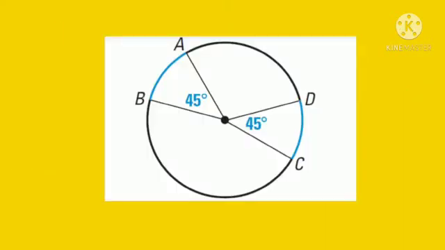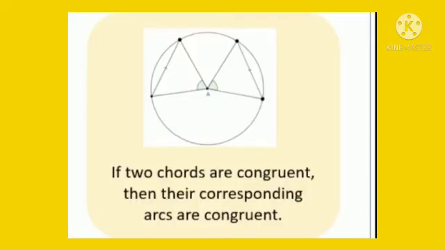In the given figure, we can see arc AB is of 45 degrees and measure of arc CD is also 45 degrees. As both the arcs are of same measure, hence the two arcs are congruent. In the given figure, we can see as two chords are congruent, hence their corresponding arcs are also congruent.